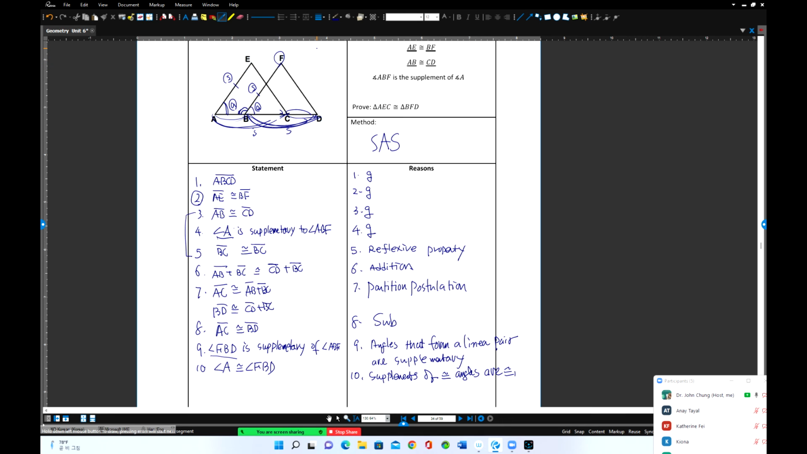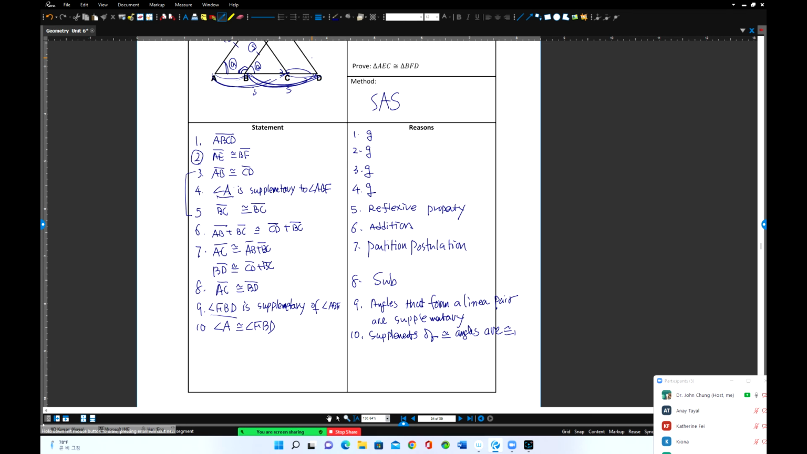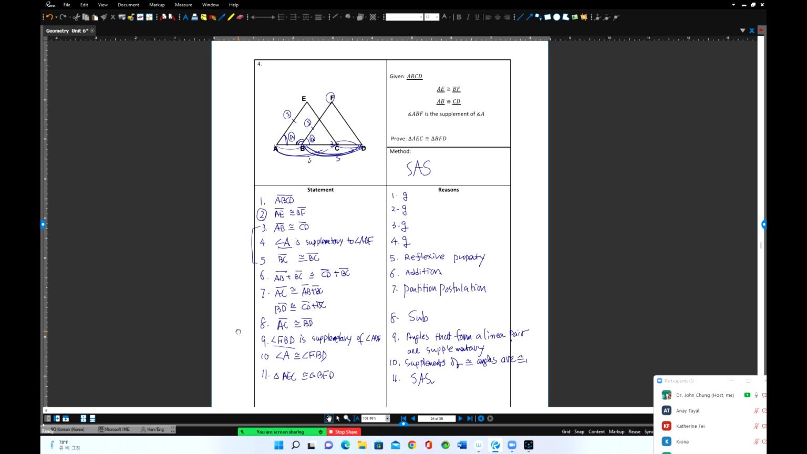Okay, so we got the angle, and we got all the sides using partition, right? So we can say these two triangles are congruent. Triangle AEC is congruent to triangle BFD. It's enough to say this one, okay? The reason is side, angle, side, okay? That's a perfect solution, okay? Just to go over it one more time.